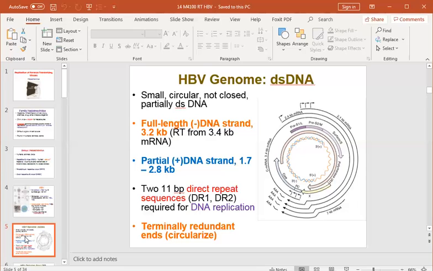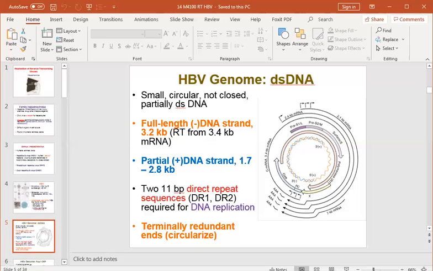The genome contains 211 base pair direct repeat sequences, or DR1 and DR2. These are required for DNA replication. And at the end, the genome has terminally redundant ends. At the end of the genome, the redundant ends are sequences that repeat themselves, so they can circularize, contributing to the circular DNA genome.